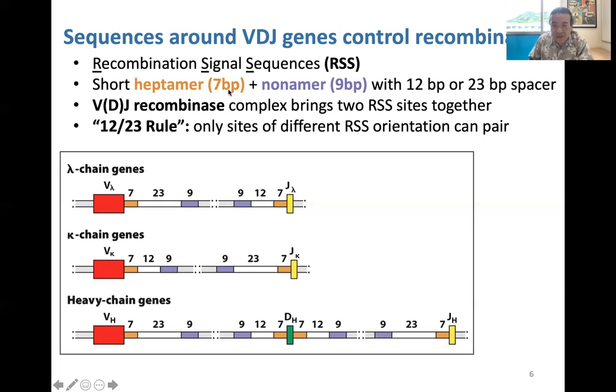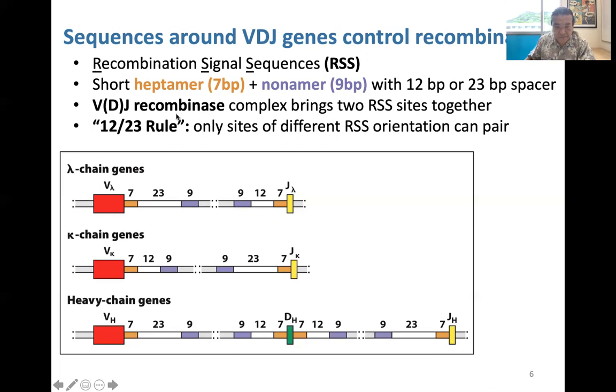Because they're made up of 7 base pairs of DNA, we can just call it a heptamer. That's just a generic way of saying a little stretch of DNA made out of 7 base pairs. Another similarly conserved sequence is made up of 9 base pairs, so we call that a nonamer, meaning 9. These highly conserved sequences of 7 and 9 appear close to each other, spaced apart by either 12 base pairs of random DNA that doesn't matter what the sequence is and it varies from spot to spot, or 23 base pairs of DNA that are, again, highly variable and it doesn't matter.